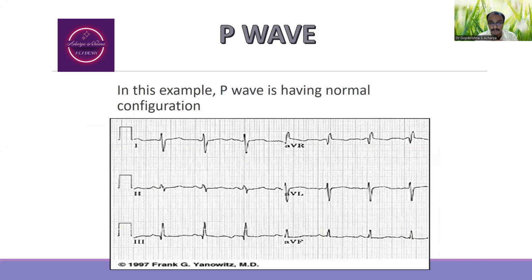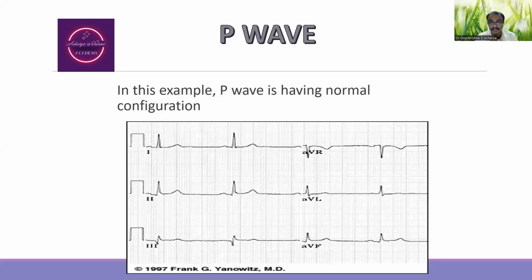In this particular example, the P wave is having normal configuration. That means height and width are less than 2.5 small squares. That is the wave that is specifically seen in lead 2. Of course, in lead 1 we can also see the P wave. In lead AVR we also have the P wave, and in AVL and AVF we can see the P wave, but in lead 3 we are not able to differentiate the P wave.